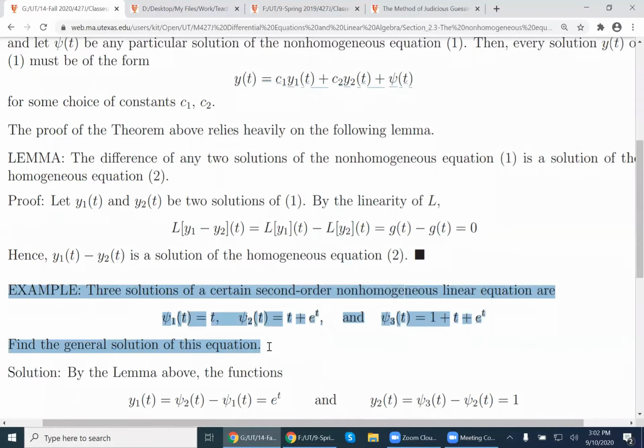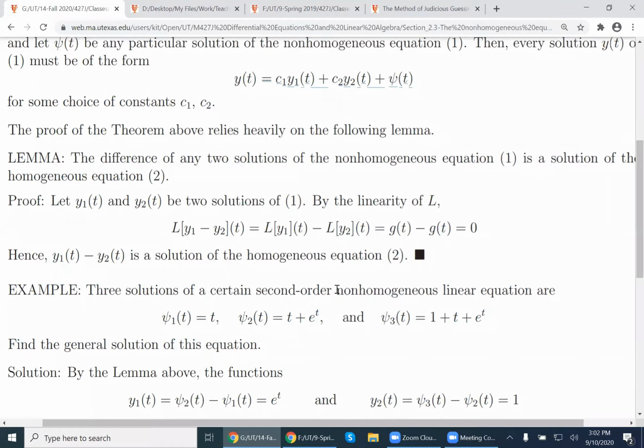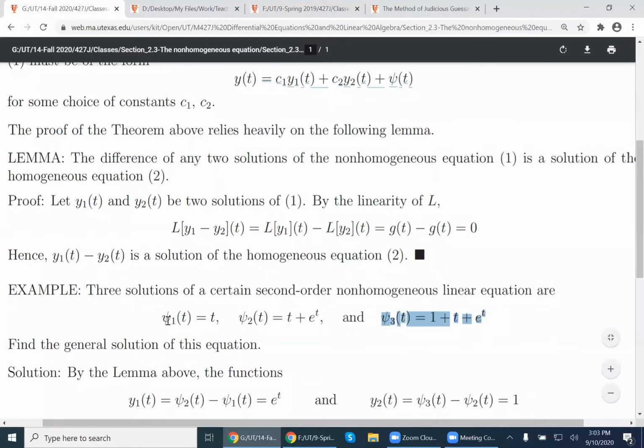Please take a look at this. A non-homogeneous equation here is not given. What is given is 3 particular solutions of this non-homogeneous equation. So the equation is not given, only 3 particular solutions are given. Question: find the general solution of this equation.